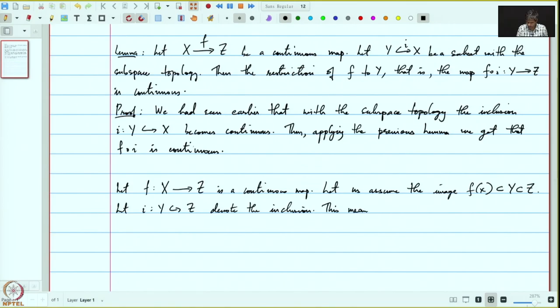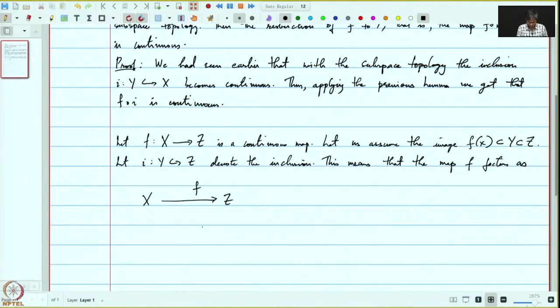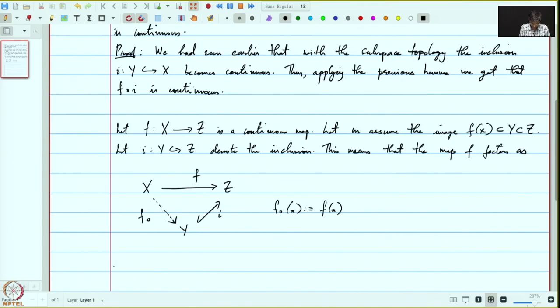So what this means is that the map F factors as follows. We have X to Z, we have map F, and it turns out that the image of F is actually contained in Y, which means that there is this map F naught from X to Y. And what is F naught? F naught of X is simply F of X. Okay, so with notation as above, the map F naught is continuous.